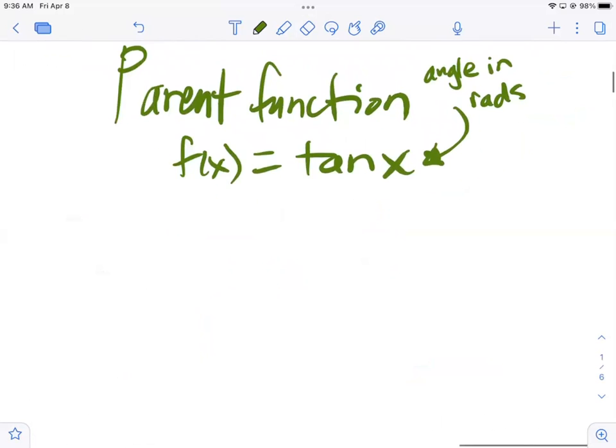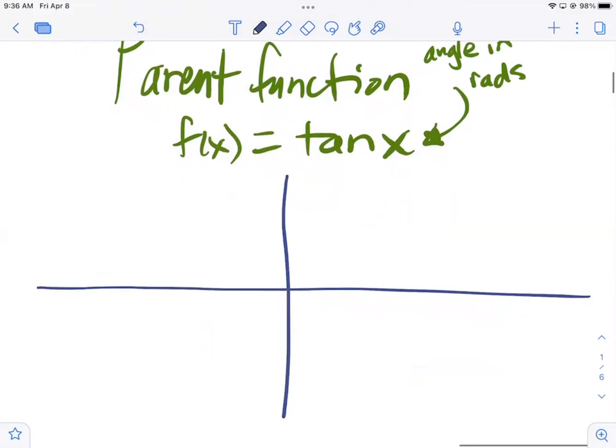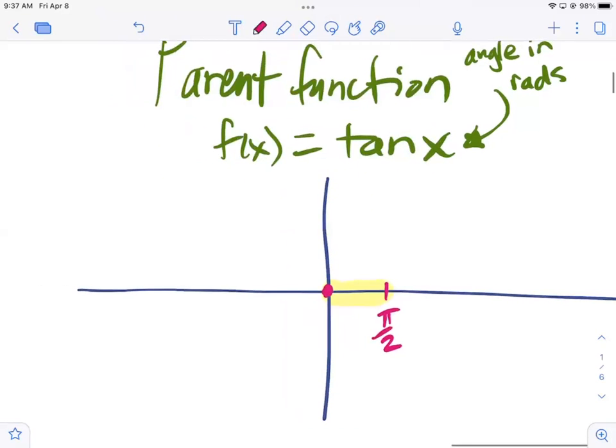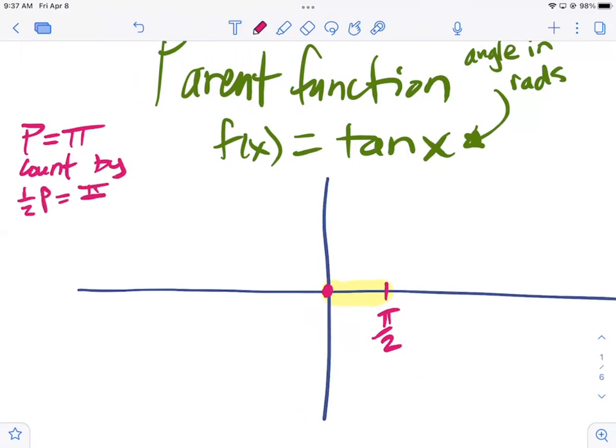Let's give ourselves an x and y axis. We're going to sketch a couple of cycles. We're going to put down our critical values. We know it passes through 0, and then at pi/2, it has a vertical asymptote. We're going to count by half cycles instead of quarter cycles. The period is pi, but we're going to count by 1/2 the period, which is pi/2. For sine and cosine, we counted by quarter cycles.